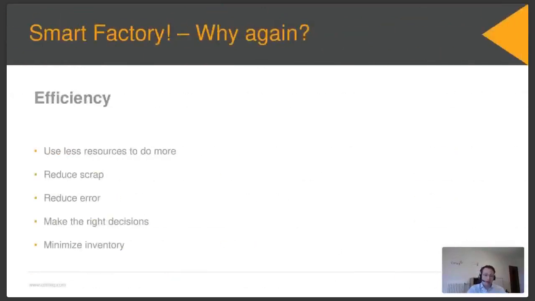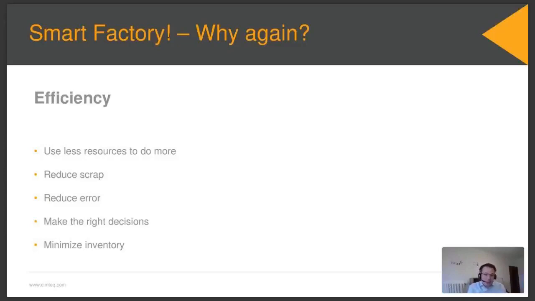We want to get more out of what we have, use fewer resources to do more. We want to reduce scrap. That's one of our big topics in wire and cable. We want to reduce error. We don't want to make the wrong decisions only to learn what the right way is. We want to make the right decision straight away. That's efficiency to us. We want to reduce the amount of material that's running around in our production, the inventory, the work in progress. Only have those materials on the shop floor that we really need. And there's a whole lot of other things that relate to efficiency.